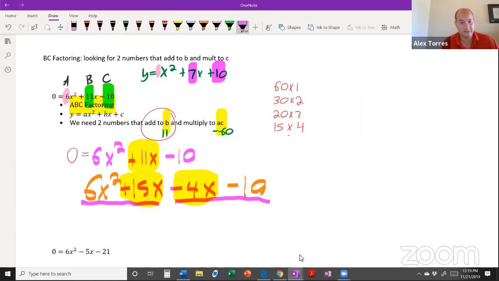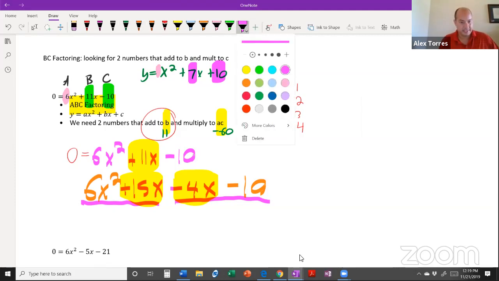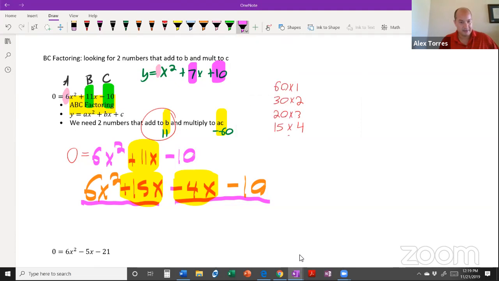When you're doing ABC factoring, once you split up the middle term, according to these rules that we gave you a moment ago, now you can do GCF factoring. You can do factor by grouping because you have 4 terms. So 6x and 15x both have a factor of 3 and x. And if I factor out 3x from those two, it leaves me with 2x plus 5.